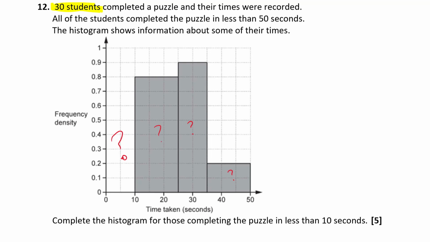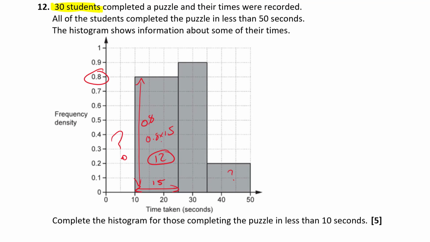So in this first bar here, it's got a width running from 10 to 25, so it's got a width of 15. Its height is here, look, 0.8. So this bar represents those 2 numbers multiplied together, so 0.8 times 15, not 1.5, 15. That comes out to 12 people. So 12 people represented in this first bar.